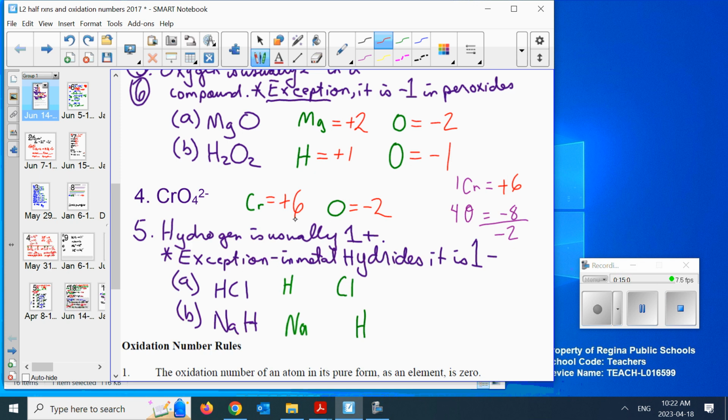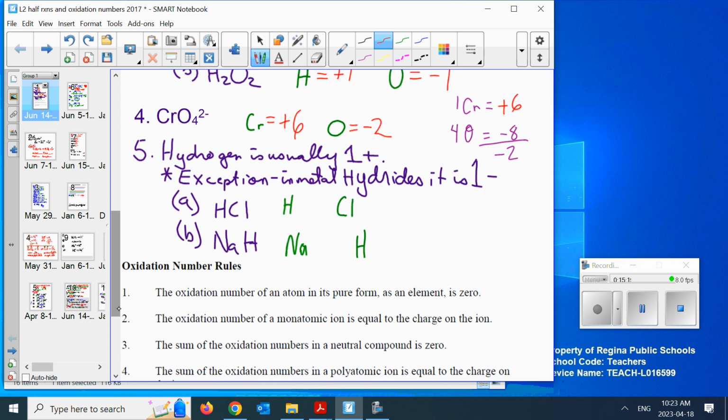By the way, always write positive or negative when it comes to writing out oxidation numbers. I want to see the positives. I know what to write down, 6. Super positive. But write it out.